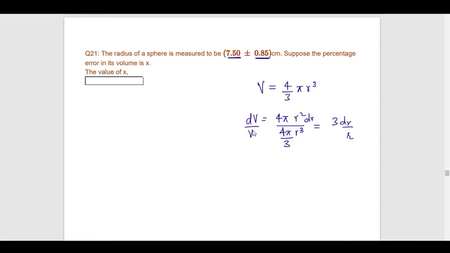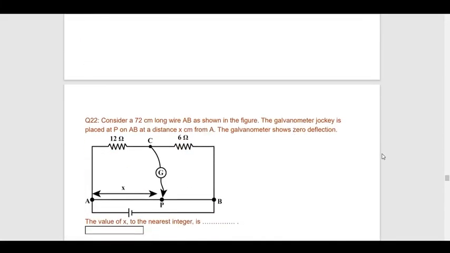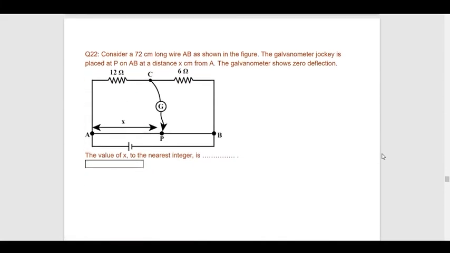Okay, dr by r. In this case, we want to figure out the percentage error in measurement of its volume. So if we multiply this fraction with 100, we'll get the percentage error. What is dr? dr is the error in measurement of radius r, which is given as 0.85 divided by 7.5, which is r, times 100%. If you solve it further, you are going to get the final answer as 34%. Okay? So let's observe the next question.